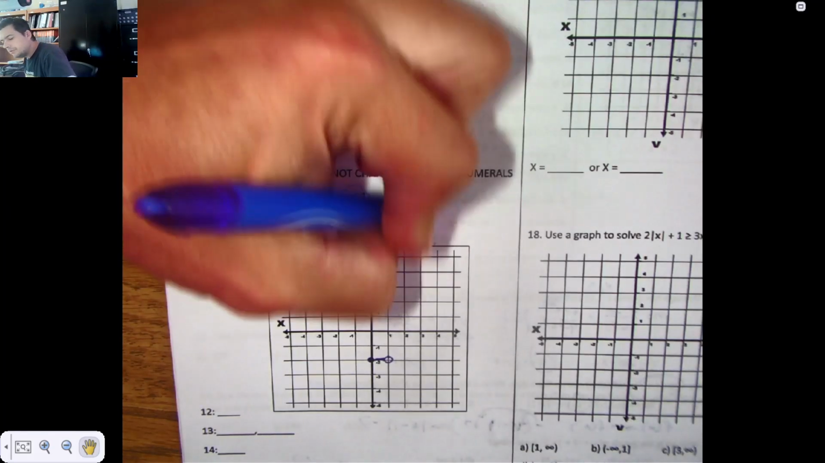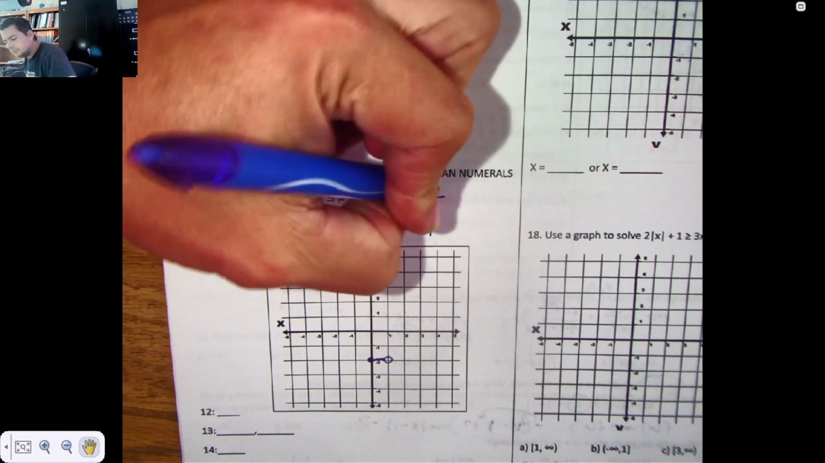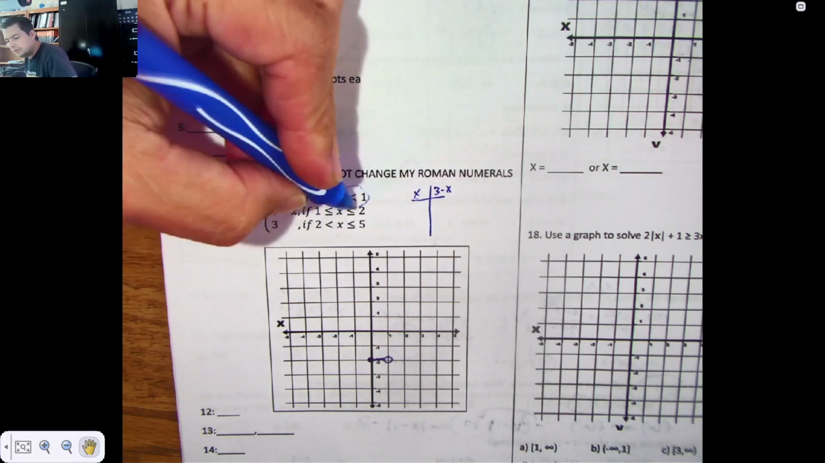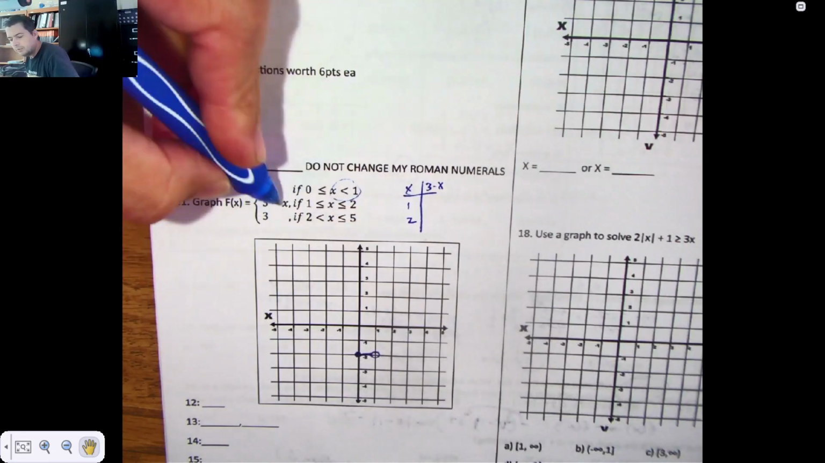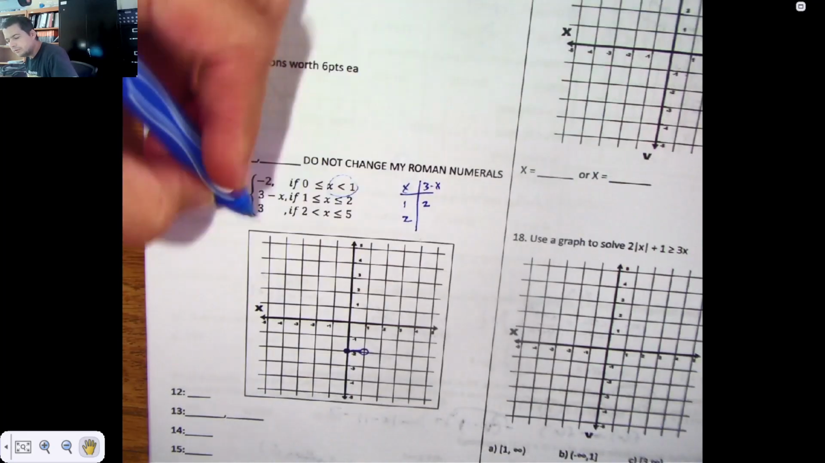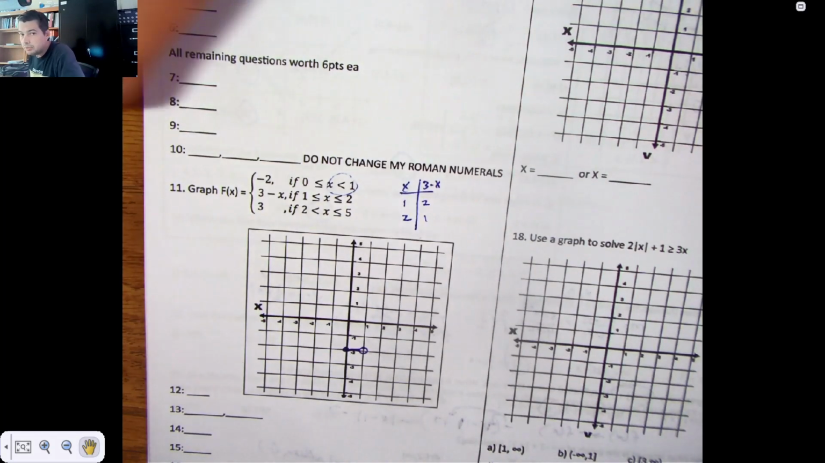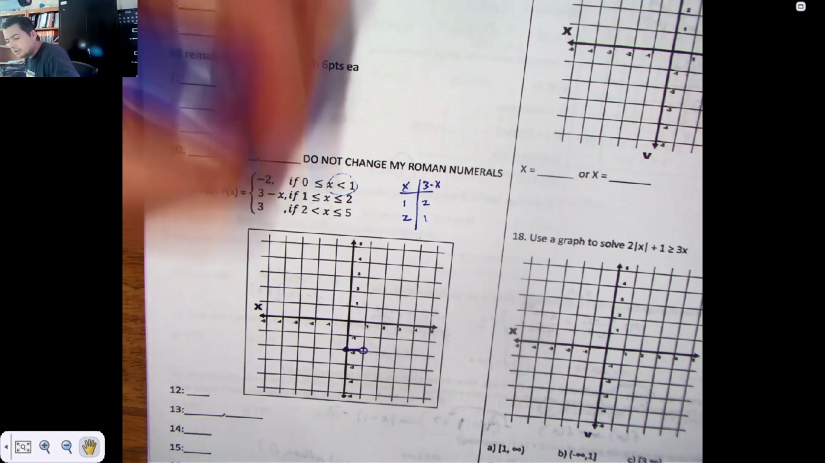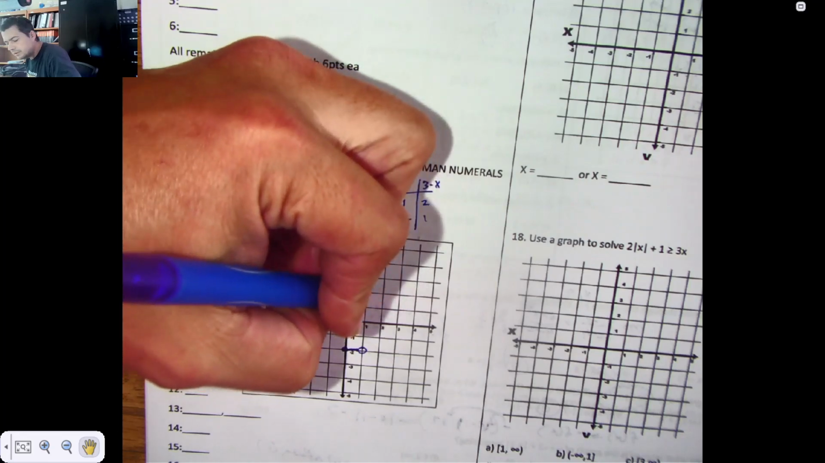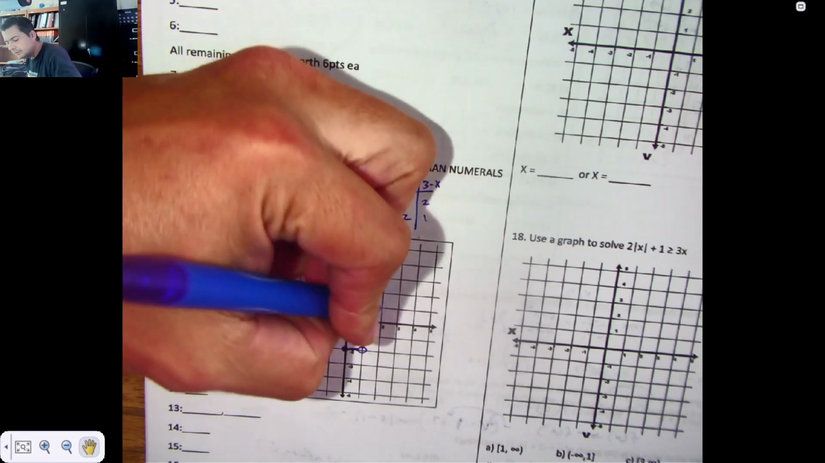Now I'll make a little table for the next one. 1 to 2, those are my x values. If I plug in a 1, 3 minus 1 is 2. If I plug in a 2, 3 minus 2 is 1. If you don't know that, you don't know jack. Symbolism says they're both solid. 1, 2 exists on the grid, as does 2, 1. Connect the dots, you got a line.